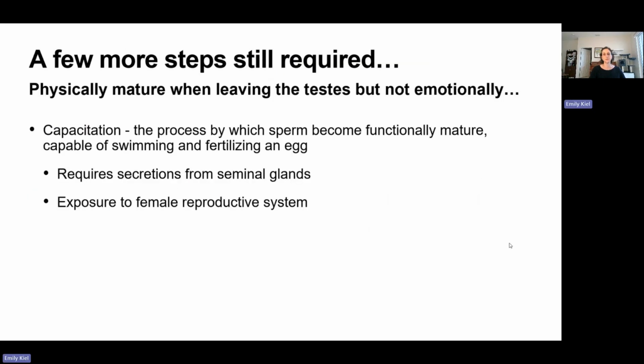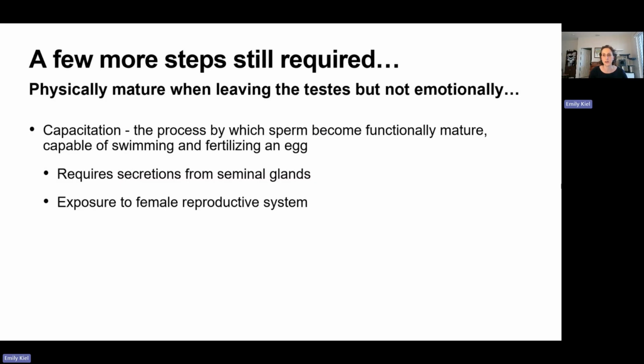However, they may be physically mature when they leave the testes, but they're not functionally mature. So not totally emotionally mature, I guess. And capacitation is the process by which the sperm becomes functionally mature so that it can swim and fertilize the egg. And that's the big thing, is its ability to gain its swimming capabilities. And so this needs both secretions from the seminal glands and then also exposure to the female reproductive system. So you need to have those spermatids become sperm, and then the sperm still need to undergo capacitation.